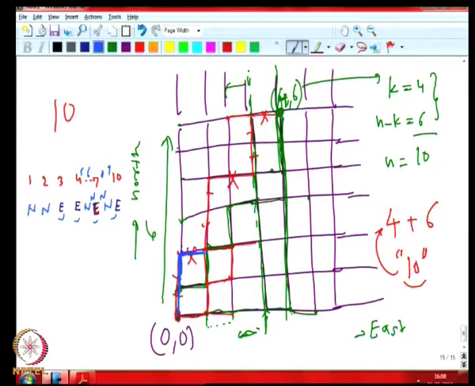So, he will take this step, and then the fourth step is again east, he will take this step, and then the fifth step is north, he will take this one, and the sixth step is also north, he will take this one. The seventh step is east, he will take this one, the eighth step is north, and then the 10th step is again north, and sorry, the 9th step is again north, and the 10th step is east. So, he is reaching there, right.